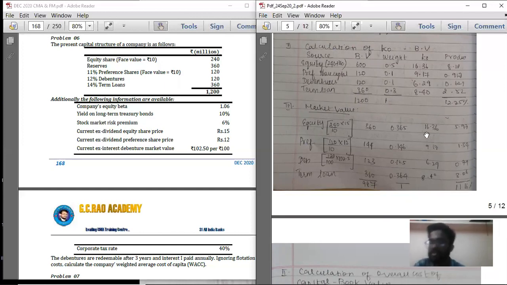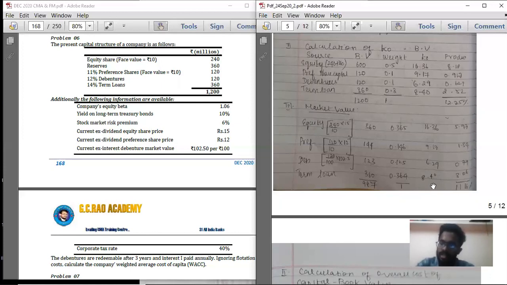Now multiply both weights and KS, and you will get the product. So 16.36 into 0.365 is 5.97. Equity product is 5.97. For preference, 9.17 into 0.146, you are getting 1.34. For debentures, 6.29 into 0.125, you are getting 0.79. And for term loan, 8.4 into 0.364, you are getting 3.06.